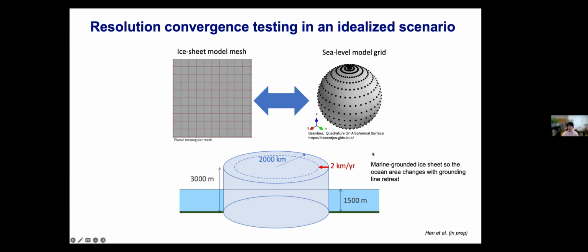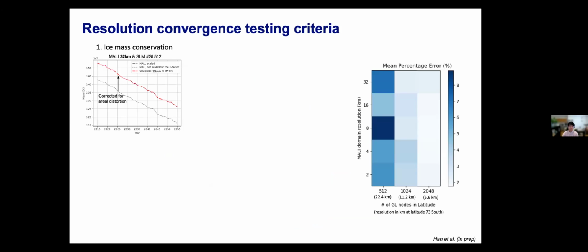And then we imposed an idealized ice sheet retreating scenario. So we just put a marine grounded ice sheet in an ocean depth of 1500 meters, and retreat the cylindrical model by 2 kilometers per year, so that there is a migrating grounding line, and therefore the ocean area changes as well. So these are the convergence testing criteria.